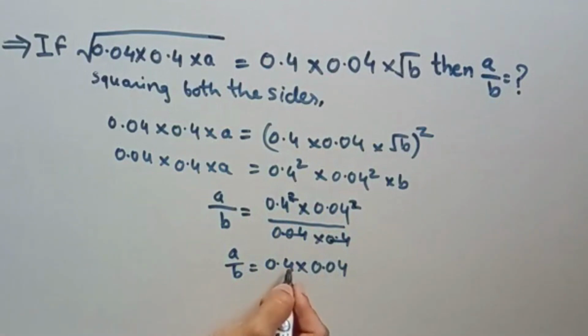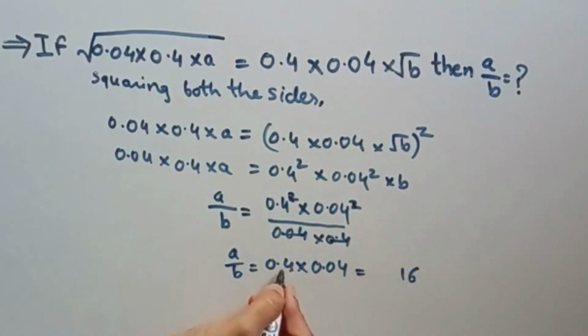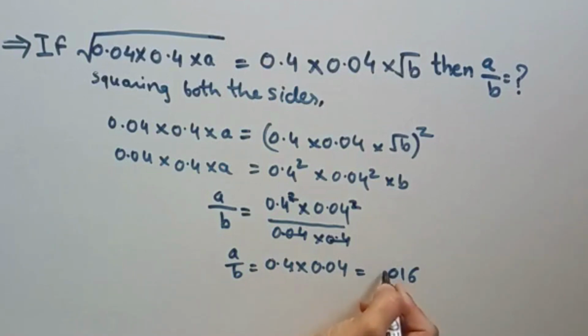Now we'll multiply. 4 4s are 16. Decimal after 3 digits: 1, 2, and this is 3. So there are 2 terms only, so we'll put 1 0 here and the decimal after this. So it will become 0.016.